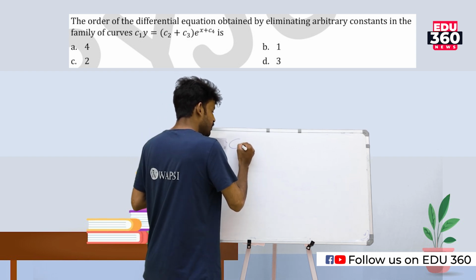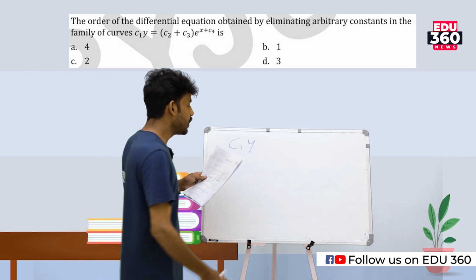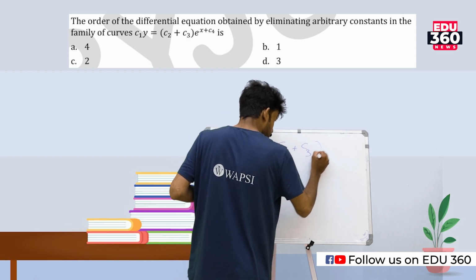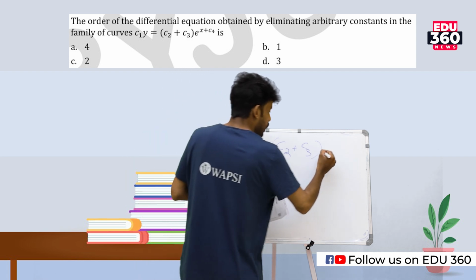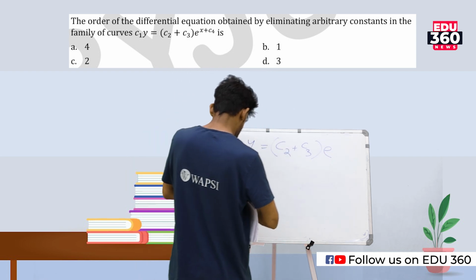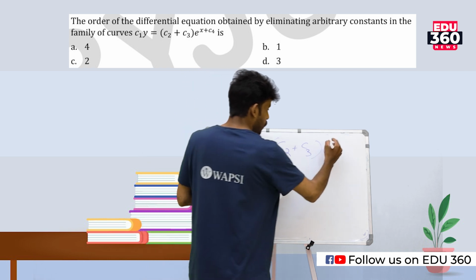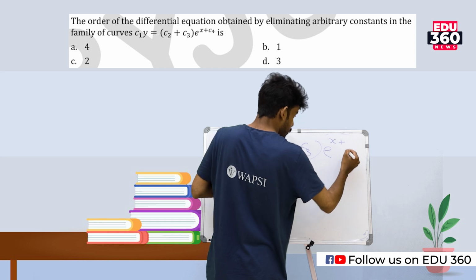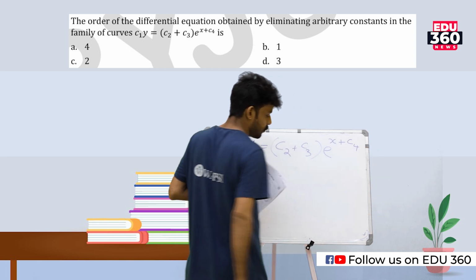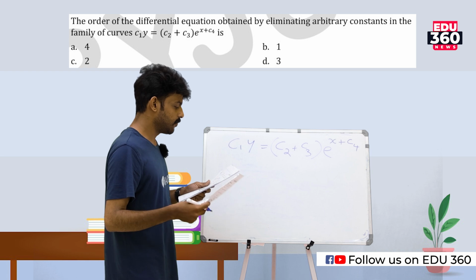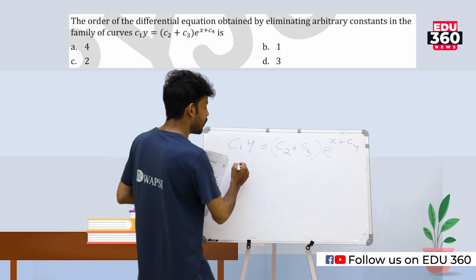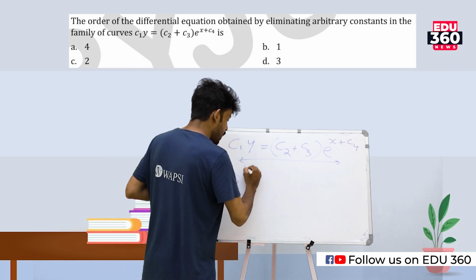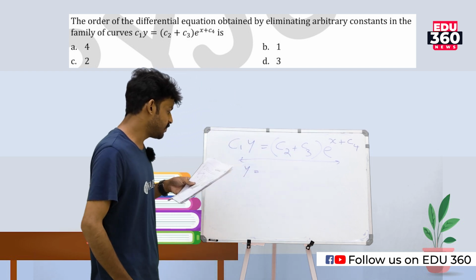As per the question, C1 y is equal to C2 plus C3 e raised to x plus C4. So this is the question. Hereafter we are going to do some rearrangements. We can write y is equal to (C2 plus C3) divided by C1.